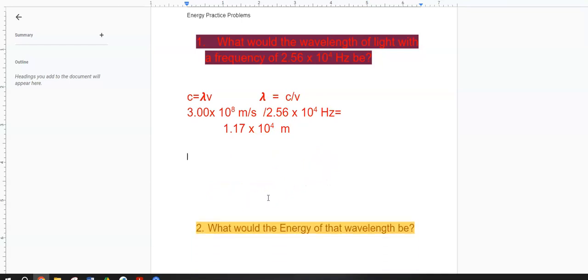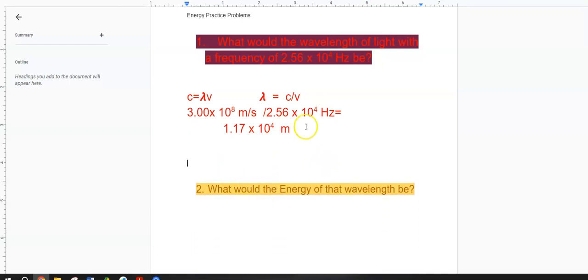Now, let's go down and do another one. So let's say we know the wavelength and the frequency of a certain type of energy. What would the energy of that wavelength be? Okay, so you're going to say, can I use this formula again? Nope, you have to use the other formula. So what formula is that?